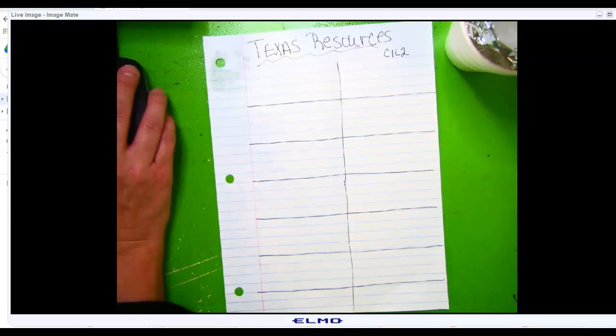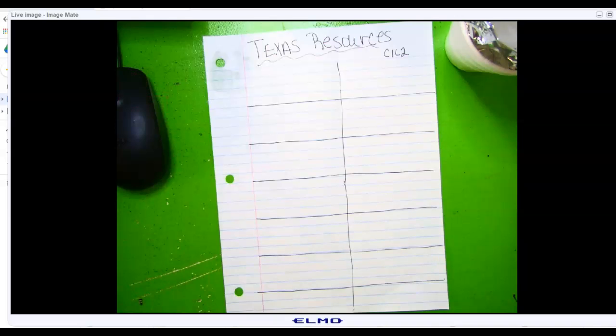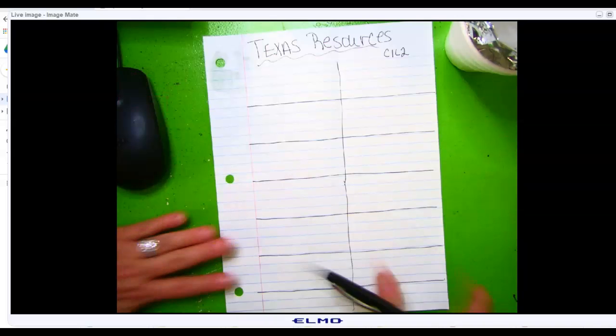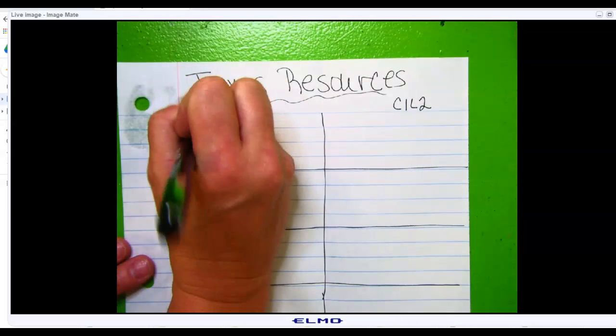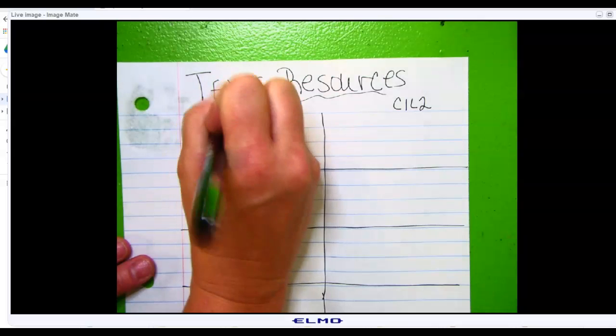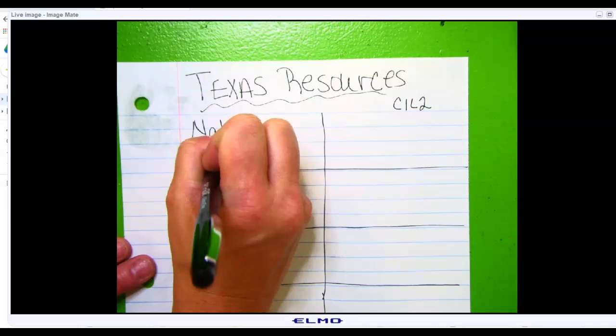First word that we are going to be writing is somewhere. There it is. Natural resources. Texas's natural resources. So natural resources.